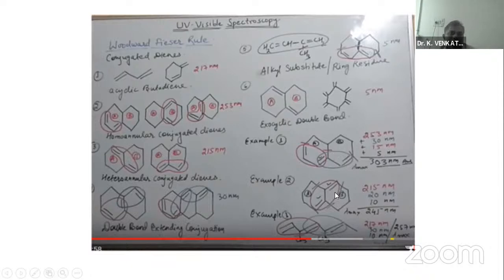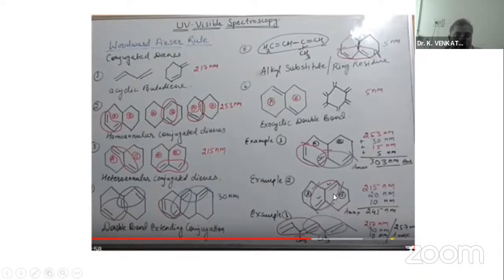And next, is an exocyclic double bond present or not? Ring A, exocyclic present or not? No. Ring B, yes. So what is the value? 303 nanometers. So for this compound, the lambda max wavelength is 303 nanometers.